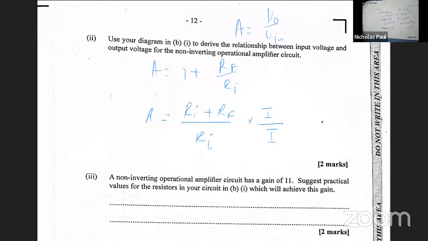Right, this is the only thing I could think about that they want, right? Vout over Vin equals (Ri plus Rf) over Ri. That'll be voltage output on top over voltage input. I'm not sure why they're asking us to derive it from here, but no.